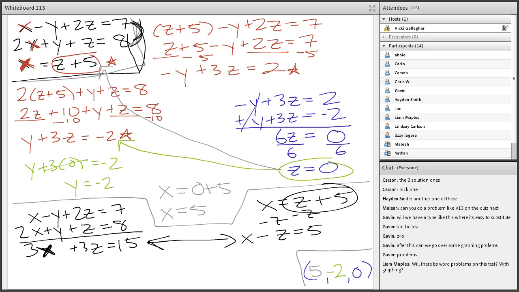Gavin, what kind of graphing problems? Just like straight up graphing, or, because I'm going to do number 13, which is graphing inequalities. I don't know if that's the type you're looking for, or if you're looking for something different.